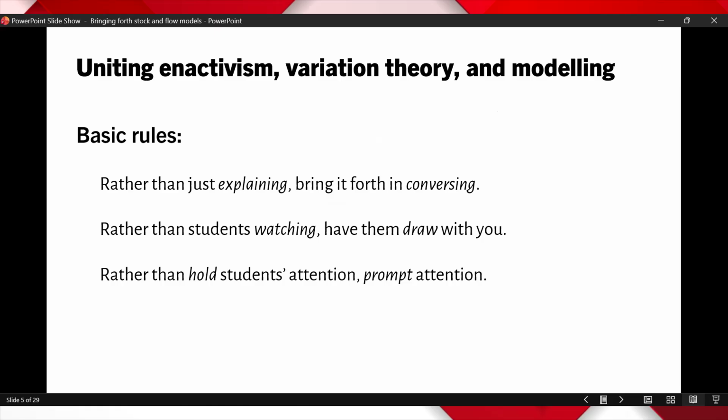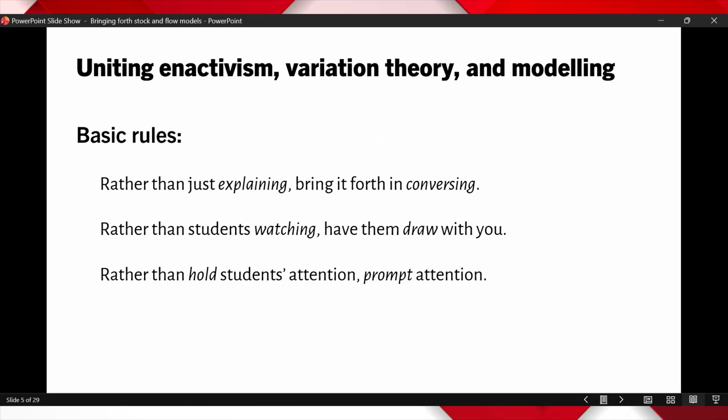They can add notes to it, and the last point, very similar to the first one, is that we're not holding students' attention, because I'm not transmitting a model to them. They have to bring the model into being. So I don't hold their attention. I'm always prompting their attention with questions.